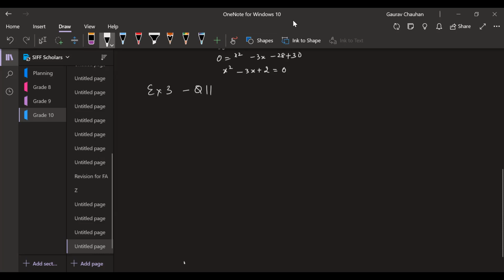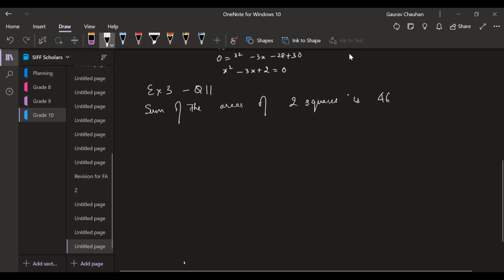So the question is: the sum of the areas of two squares is 468 meters square. If the difference of their perimeters is 24 meters, find the sides of the squares.